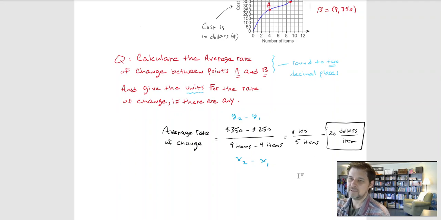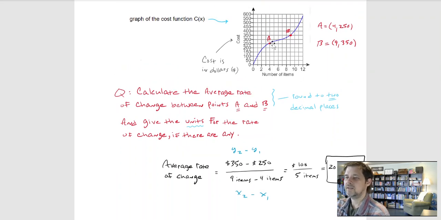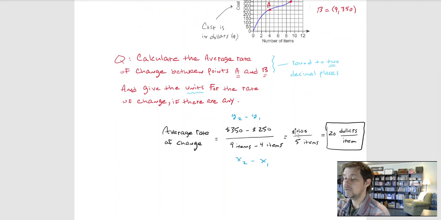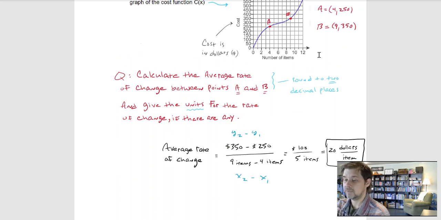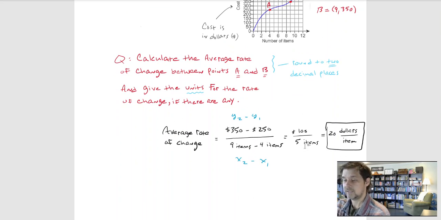And one way to look at that number is, well, on this curve, if you were to increase the number of items by 5, the effect of that would be to increase the cost by 100. That's how we can look at this number. $100 per 5 items to get from point A to point B. You must have a grasp of the units and must keep track of the units.